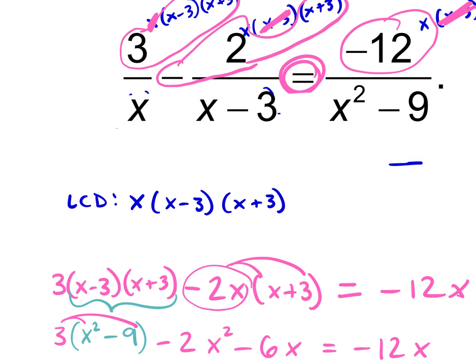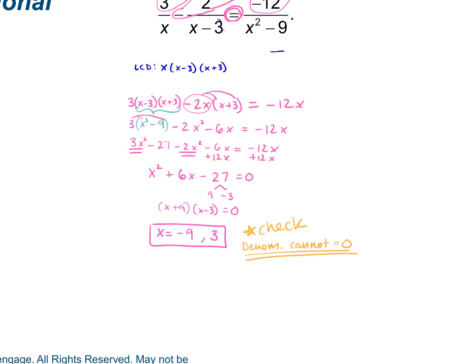So if I plugged in -9 into my first denominator, that's fine. It's not 0. -9 minus 3, is that 0? No. -9 squared would be 81. 81 minus 9, is that 0? Nope. So it works. So -9 works as a solution.